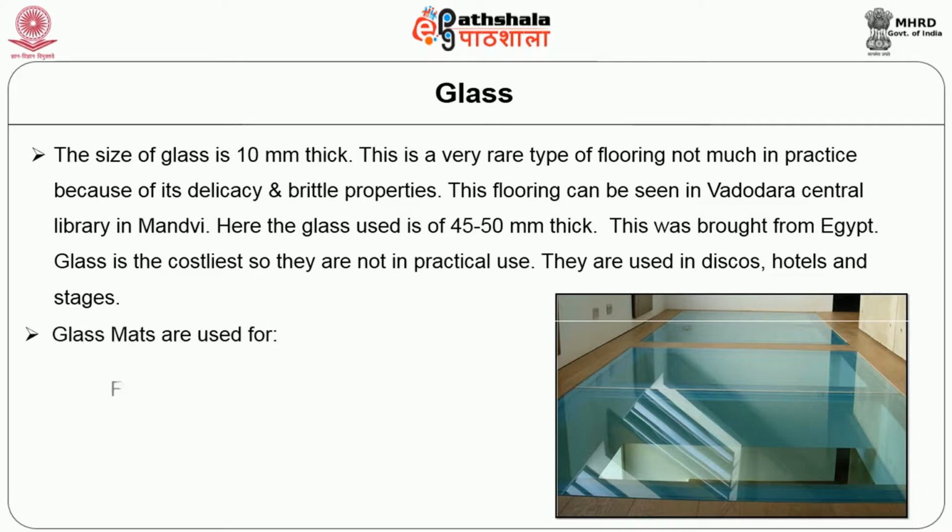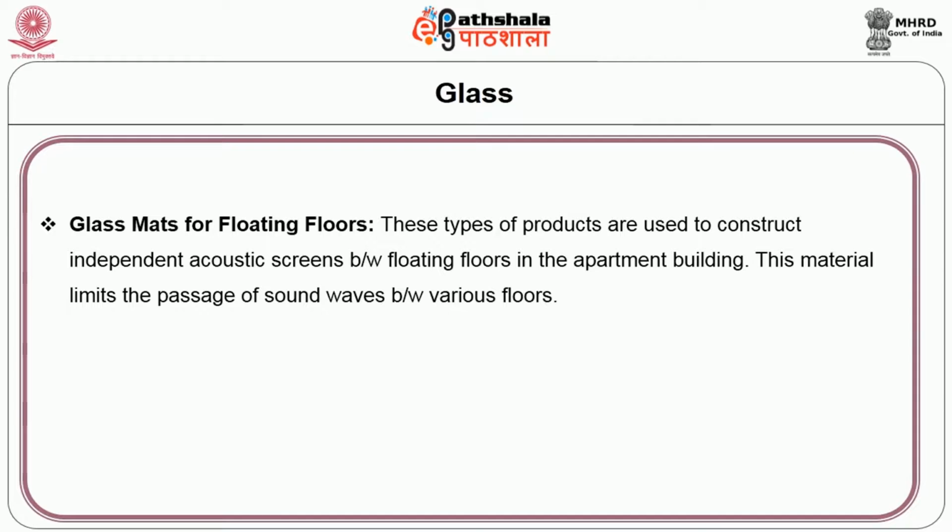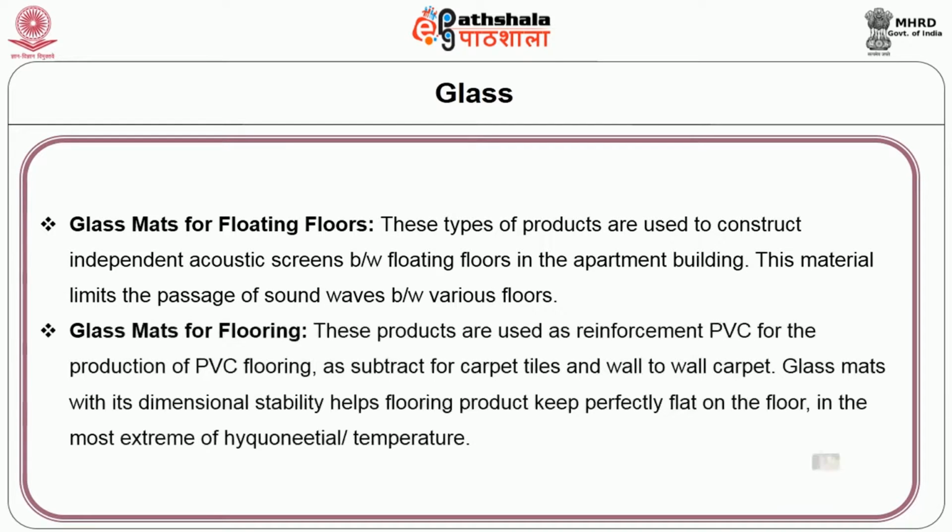Glass mats can also be used, but they are used for floating floors and for flooring. Glass mats for floating floors: these types of products are used to construct independent acoustic screens between the floating floors in apartment buildings. This material limits the passage of sound waves between the various floors. Glass mats for flooring: these products are used as reinforcement for PVC for the production of PVC flooring, as a substrate for carpet tiles and wall-to-wall carpet. Glass mats, with their dimensional stability, help flooring products keep perfectly flat on the floor in most extreme temperatures.